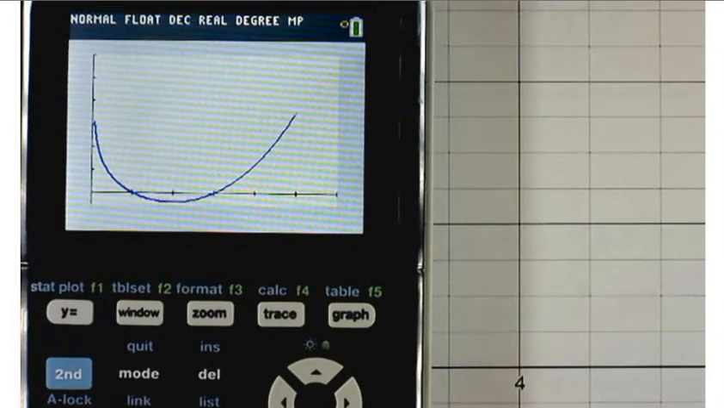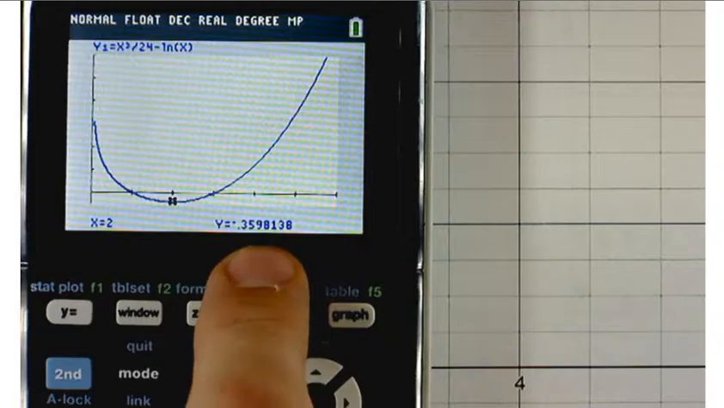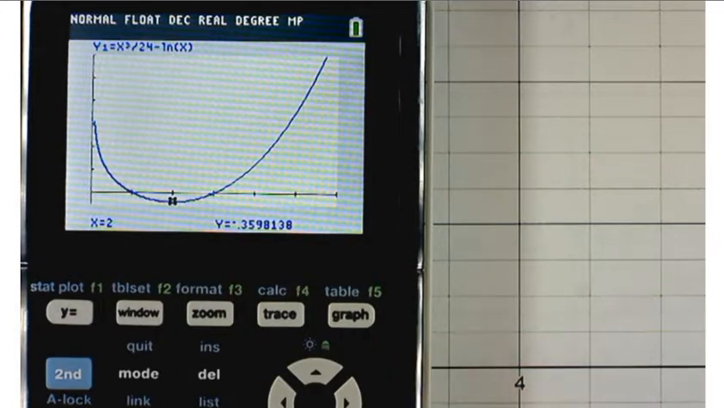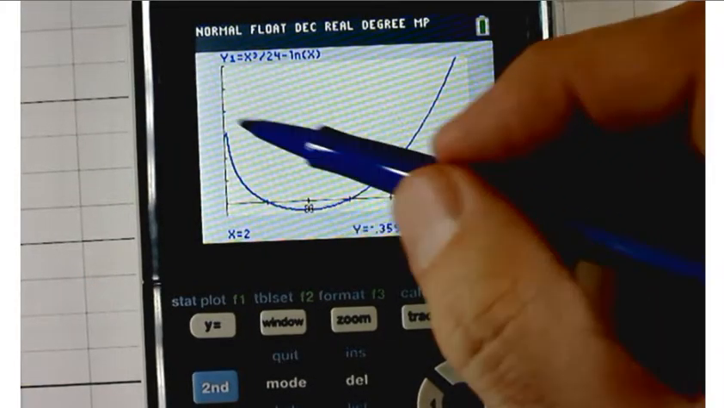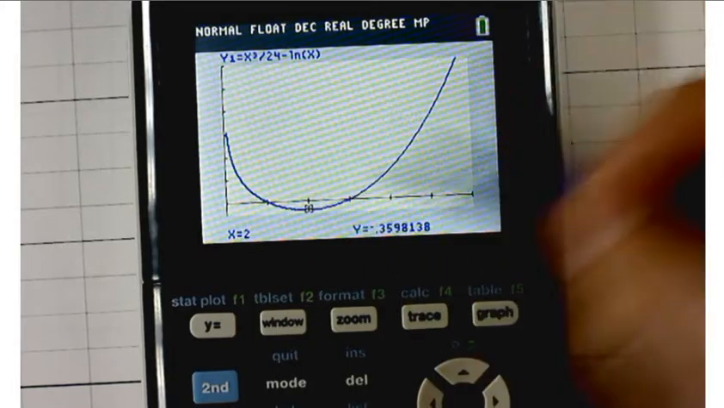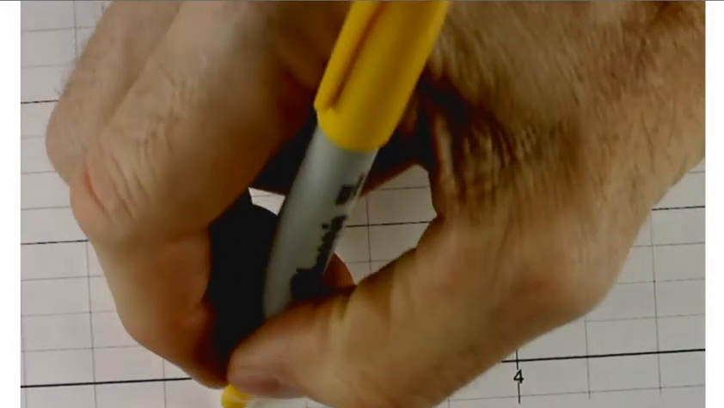Beautiful. Oh, here's another way that you can get a decimal value for what happens at x equals 2. Hit the trace key and then type in a 2. And there you go. There's the y coordinate, negative 0.36 roughly. Does this match what we saw? Yeah, we've got a minimum point here. We've got a concave up shape forever. So let's try and graph that. It's going to look roughly like this.